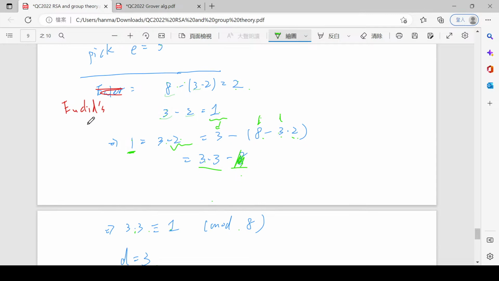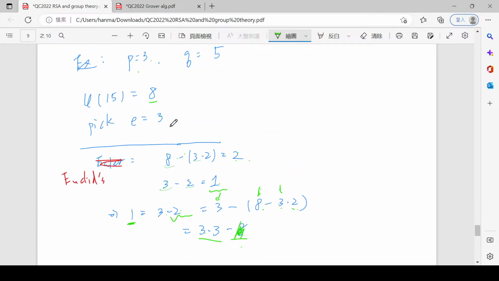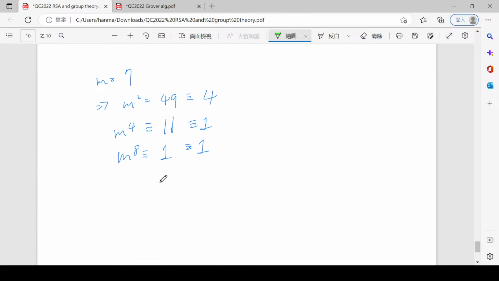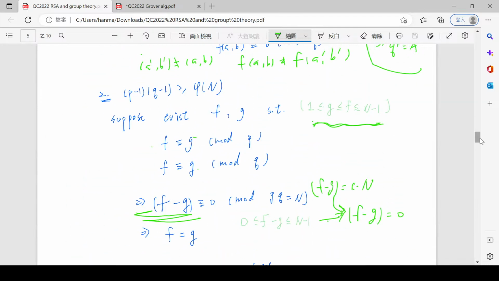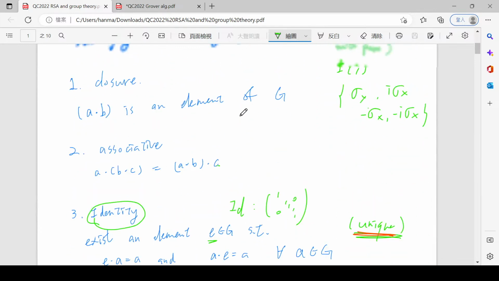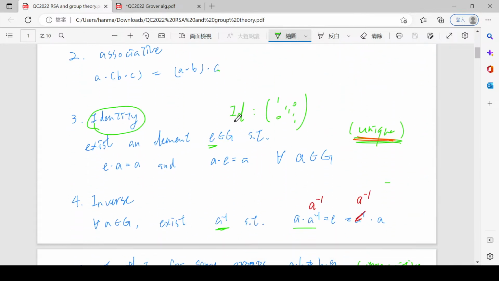There are some examples that walk through everything. Here is an example that tells you how to find the decryption key by running Euclid's algorithm backward, and here is another example of decryption for RSA. So that's a digression to classical computing about how RSA works, and a little bit of group theory if you haven't seen it. It's quite useful in all kinds of cryptography.